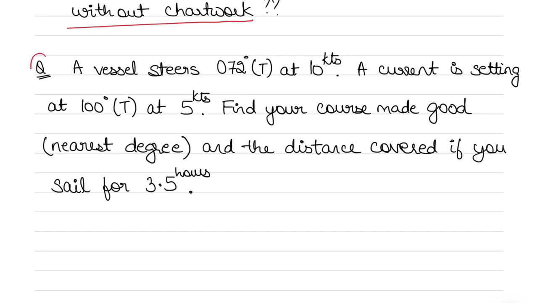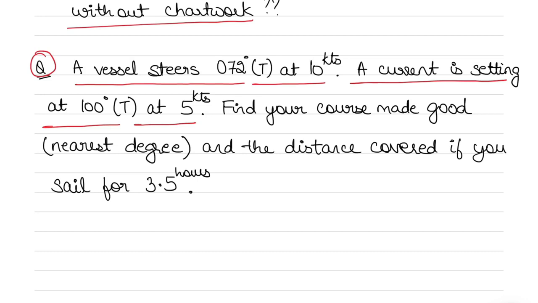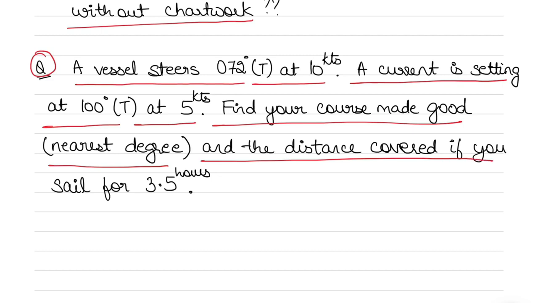All right, so the question is that there is a vessel that is steering 072 degrees true at 10 nautical miles per hour. Remember that, that's very important. There is a current that is setting at 100 degrees true at 5 nautical miles. Again, this is per hour, which is very important. You have to find your course made good to the nearest degree, of course. That means keep it to a whole number, not in decimals, because we don't steer courses in decimals, isn't it? And then the distance covered as well. So the distance made good if the vessel sails for 3.5 hours.